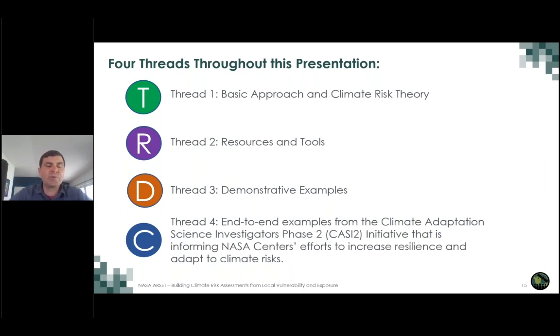The fourth thread will be represented by the blue C, and these are end-to-end examples from the Climate Adaptation Science Investigators Phase 2 initiative, also known as CASI-2. And CASI is an initiative that is informing NASA centers' efforts to increase resilience and adapt to climate risks. So rather than lots of scattered demonstrations, the idea behind this blue C, which will be the focus of the second part of this project, is to really understand the way that the whole theory comes together in one project. And for more on CASI, I'm going to turn now to my colleague, Sanketa Kadam.